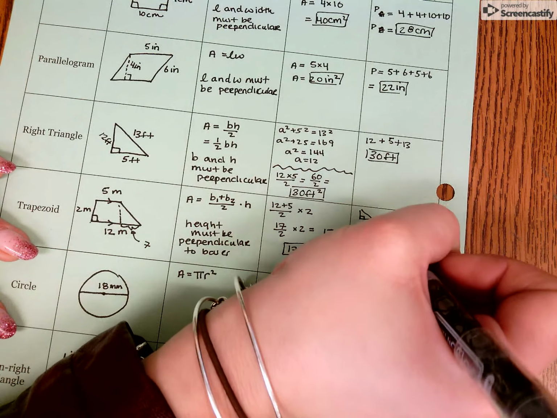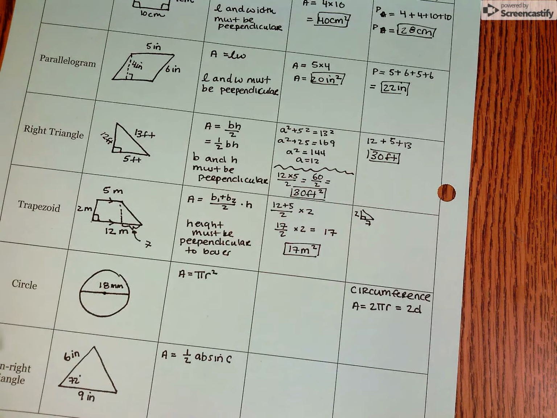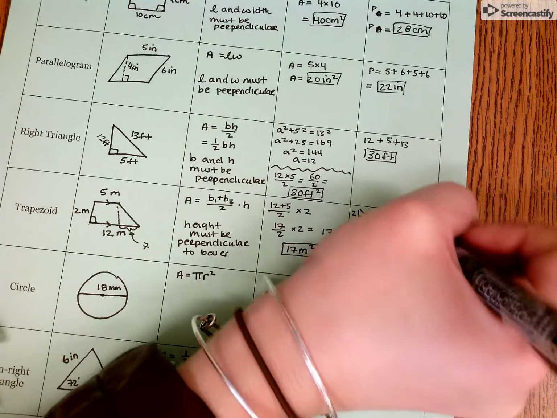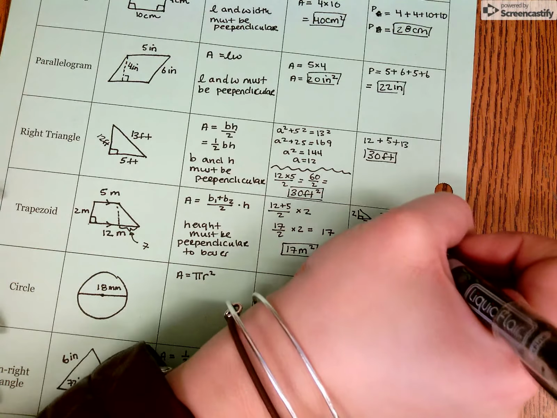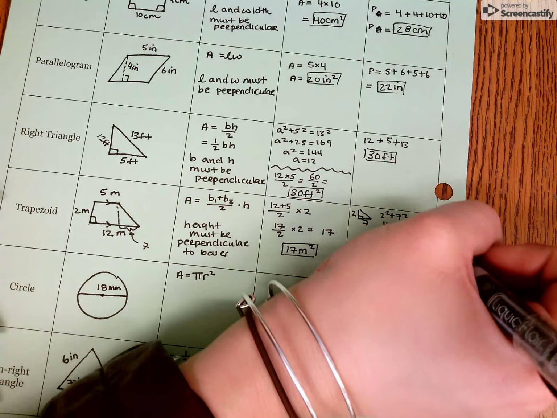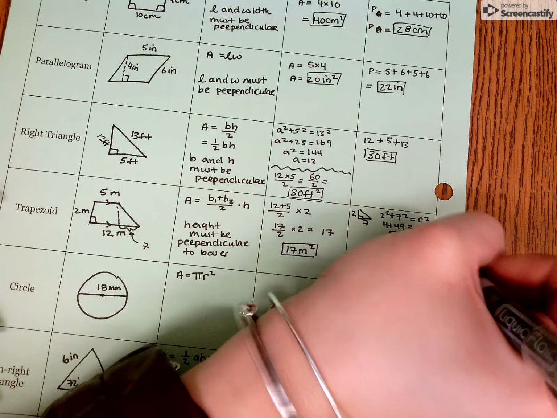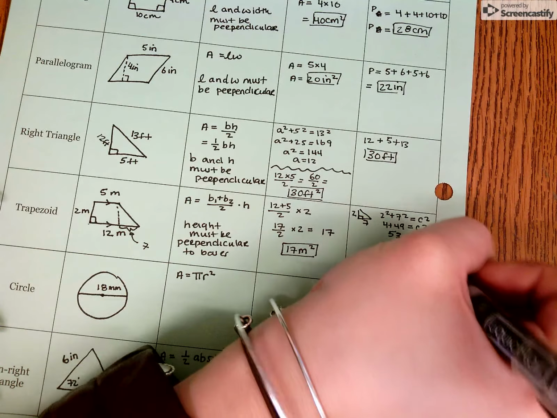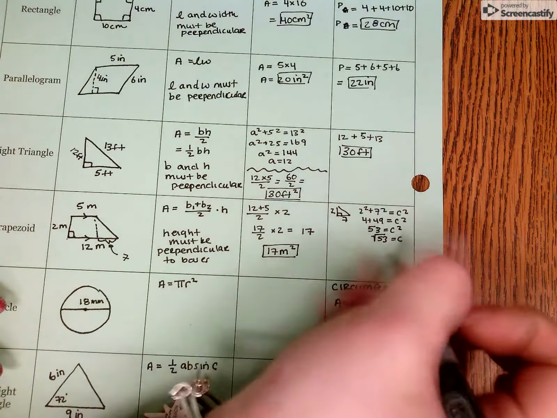So you can see that right there. You've got 2 squared plus 7 squared equals c squared. 4 plus 49 equals c squared, so 53 equals c squared. So c is going to be the square root of 53. Let's just leave it. I don't need a decimal. I guess we can, but I don't have my calculator with me right now, and all I know is that it's between 7 and 8, so let's just leave it.